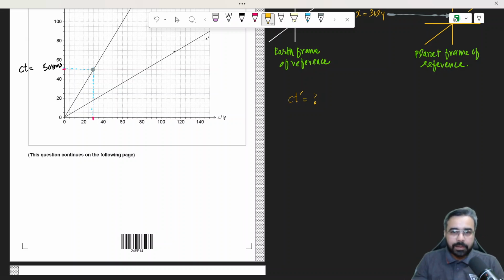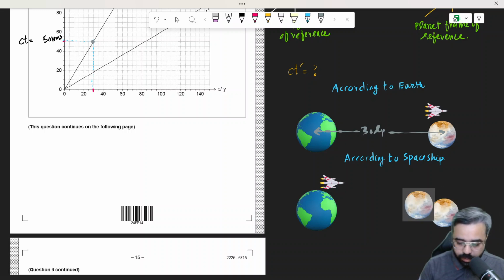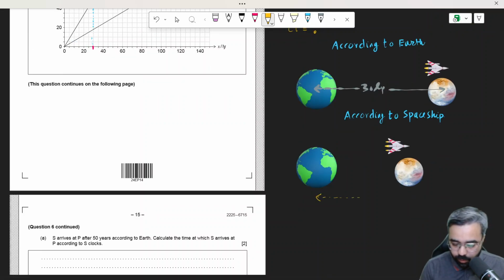The length between the Earth and the planet is 30 light years according to the Earth. But according to the spaceship as the frame of reference, the planet is moving towards it. So it means that the length is contracted. This is the length according to the spaceship, and this is the value of x prime, which is what we need to calculate.